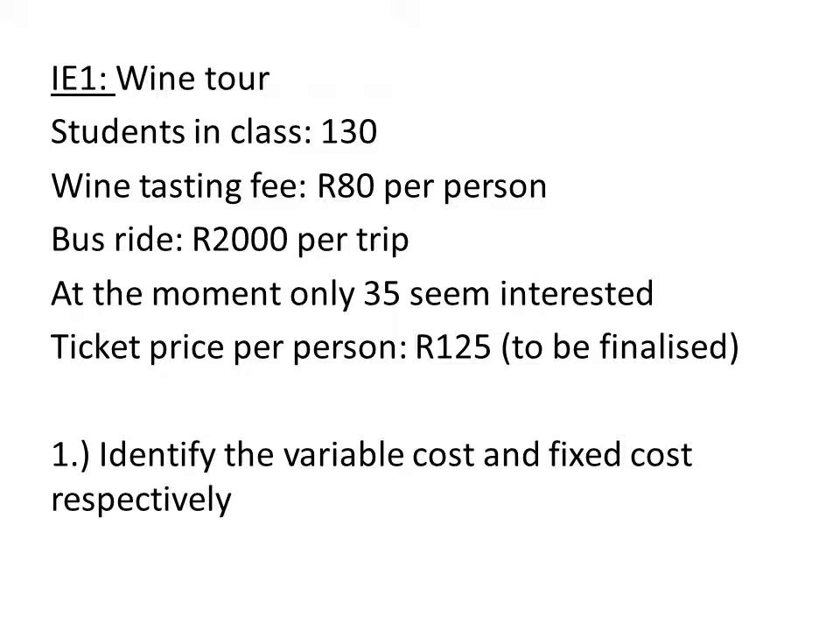So the first question is identify the variable cost and the fixed cost respectively. Hey, well done. So the tasting fee is a variable cost per person and the bus ride is fixed. So as more students go on the wine tour, the wine tasting fee will increase by 80 Rand for each extra person. But the bus ride will stay 2,000 Rand per trip. Except if we fill the bus and we need another bus.